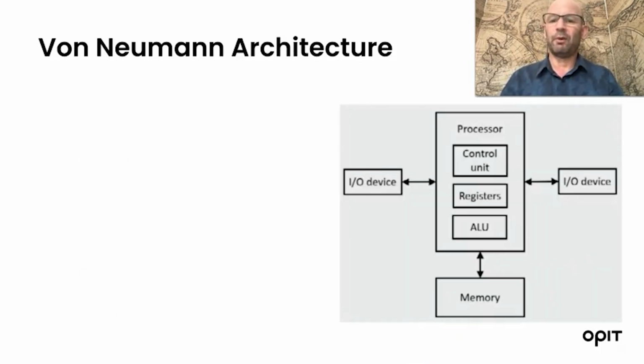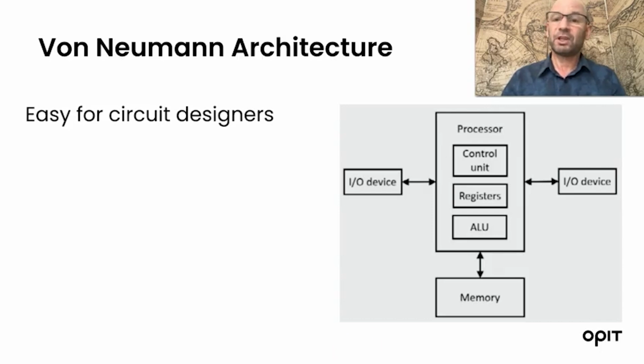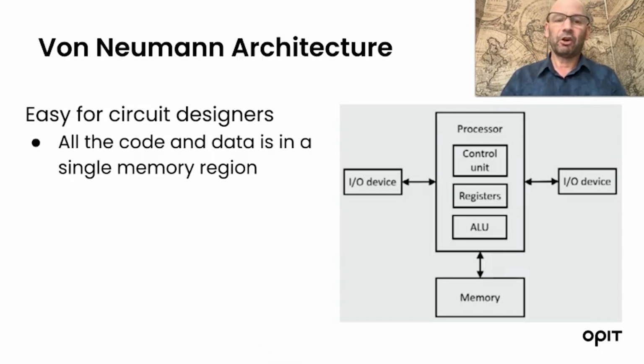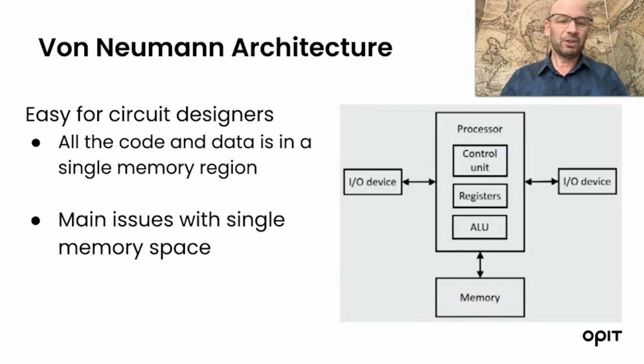And here's a visual representation of the von Neumann architecture. So this particular architecture is easy for circuit designers. All the code and data is in a single memory region, we can see down here. So we have one memory region. Simple, but there are some issues, as we'll see. The main issue is with this single memory space, so this area down here. So you can see here are three components of the processor, right? The control unit, the registers, and our arithmetic logic unit, or ALU.